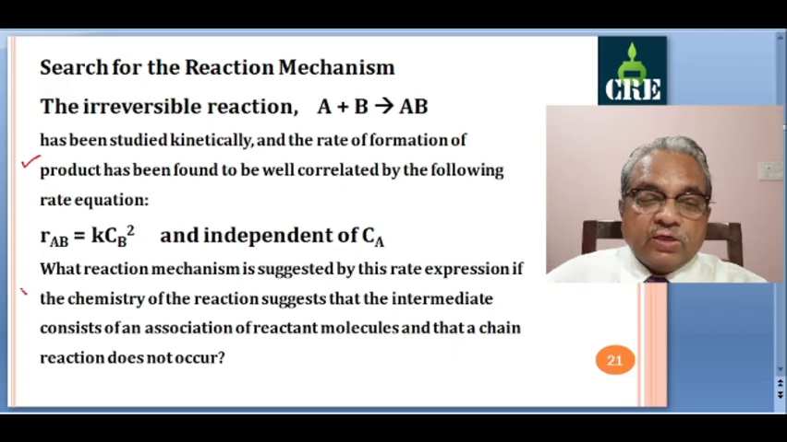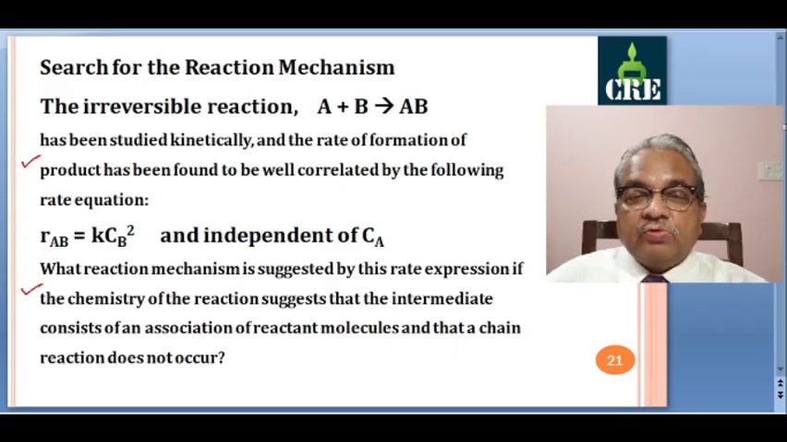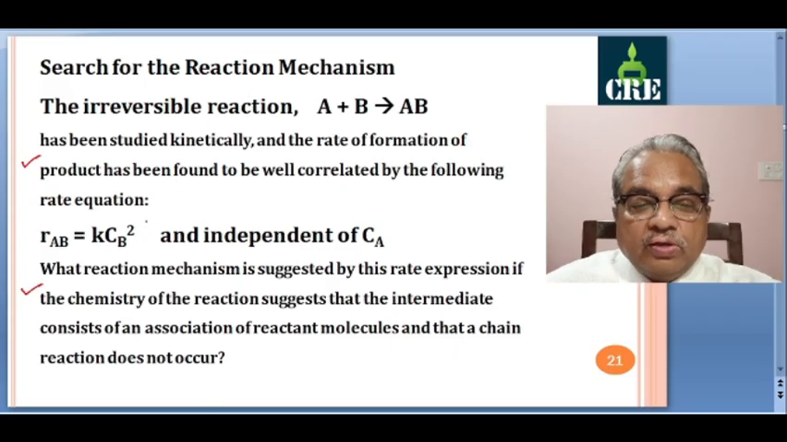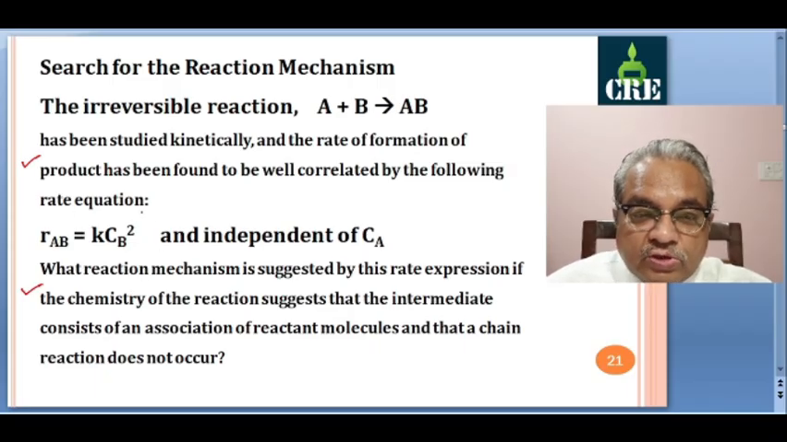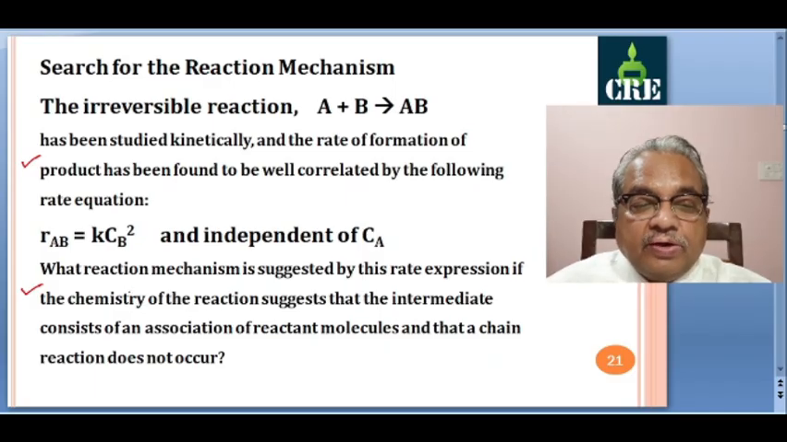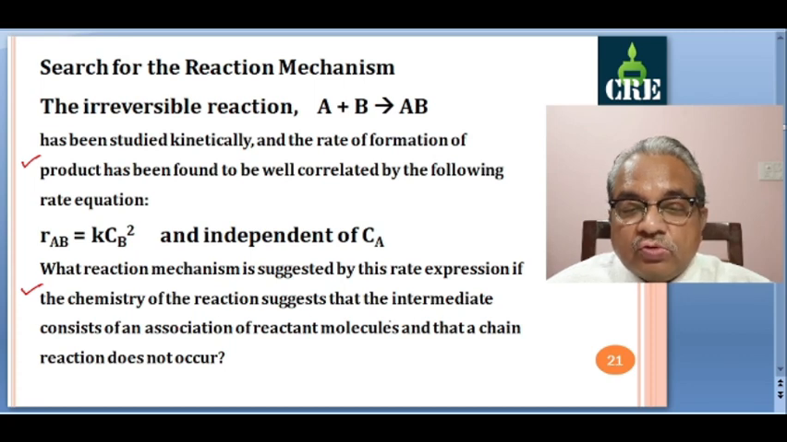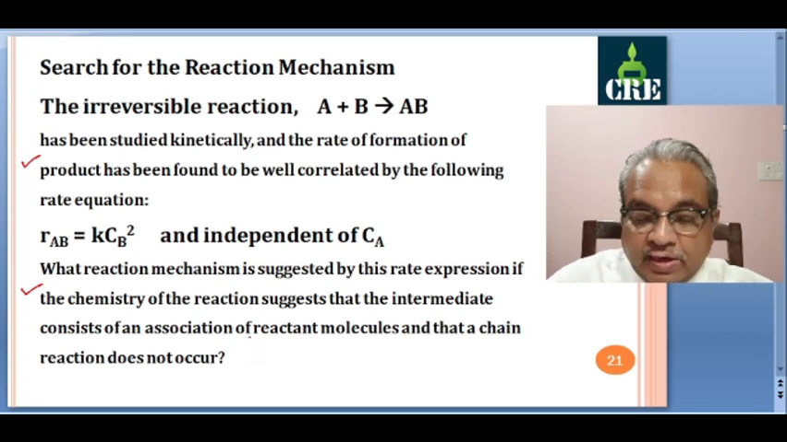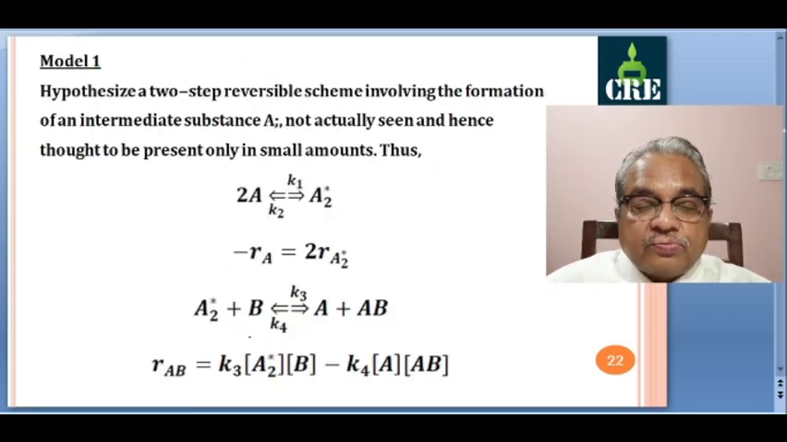So we are sure that there is no one-to-one correspondence between the stoichiometric coefficient and the order. That's why the reaction is non-elementary. So we have to see which non-elementary kinetics represents this reaction so that this observed rate is verified. So reaction mechanism is suggested by this rate expression if the chemistry of the reaction suggests that the intermediate consists of an association of the reactant molecules and that a chain reaction does not occur.